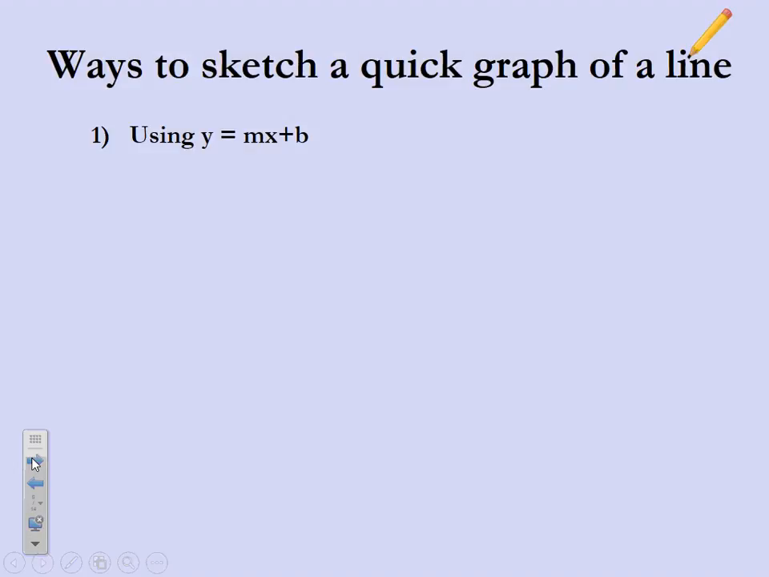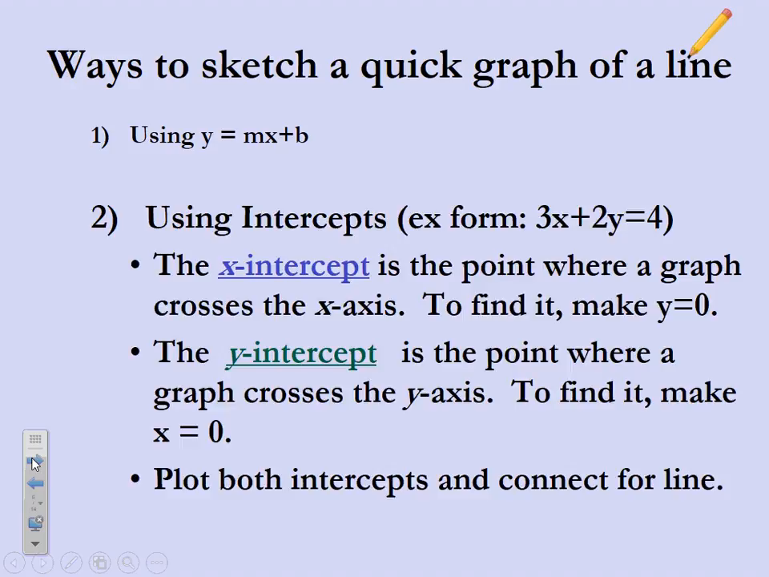Ways to sketch a quick graph of a line. So we have y equals mx plus b, which we use a lot. Now I need you to get this one down. This is our new one. We're going to be using intercepts. Okay, the x-intercept is a point where the graph crosses the x-axis. To find it, we need to make y equal to 0. And then we have our y-intercept is a point where the graph crosses the y-axis. To find it, we need to make x equal 0. Then we're going to plot both intercepts and connect the line. That's how we're going to graph using our intercepts. So make sure you have this written down, please.